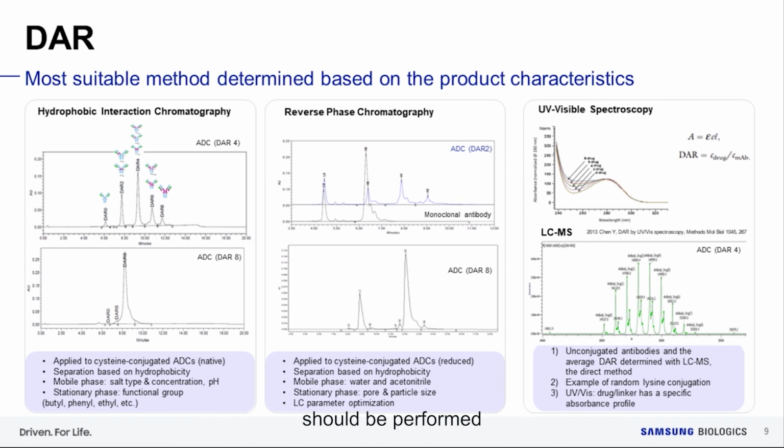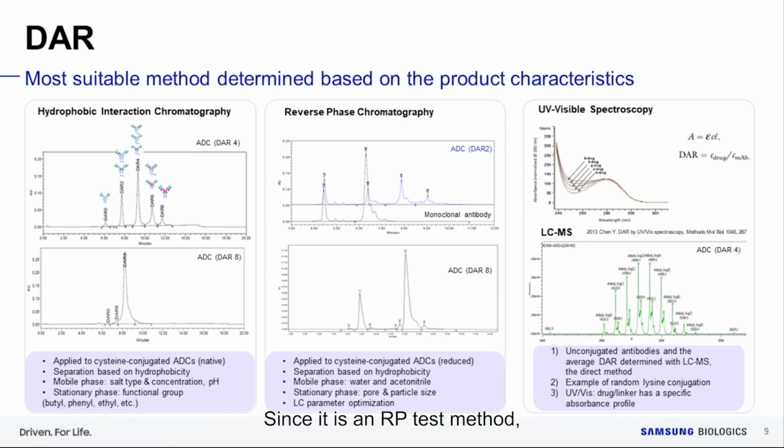The column screening should be performed considering the functional group of the resin, and then the analysis method should be developed considering the salt type, concentration, and pH for the mobile phase. The second method is reverse phase chromatography, and this method also can be applied to cysteine conjugation products under reducing conditions. The DAR can be orthogonally confirmed under reducing conditions.